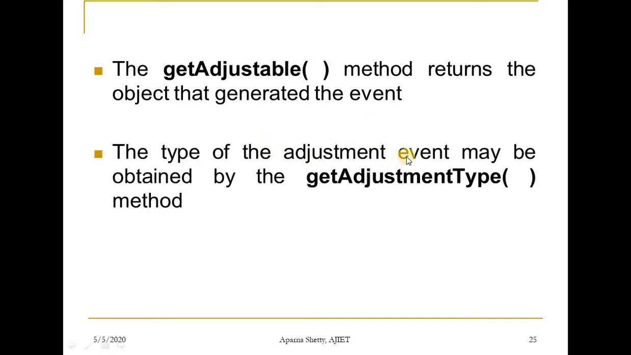The type of the adjustment event made may be obtained by getAdjustmentType. So the getAdjustable method will return the object that generated the event. The type of the adjustment made is represented by getAdjustmentType. So the object is returned by the getAdjustable method. The type of the adjustment that you made is returned by the getAdjustmentType method.